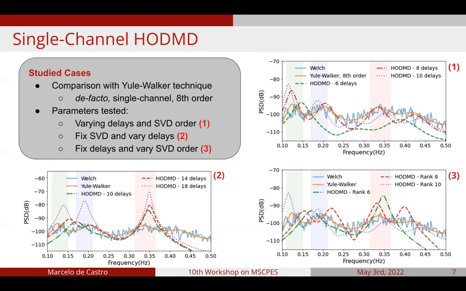Figure 3 on the lower right corner of the slide shows the result when we fix the number of delays to 10 and vary the SVD order. Note that the number of identified peaks is directly influenced by the SVD order, meaning that it is quite analogous to the Yule-Walker model's order.